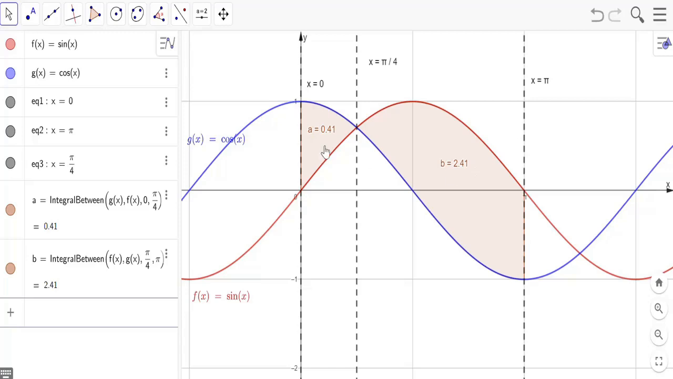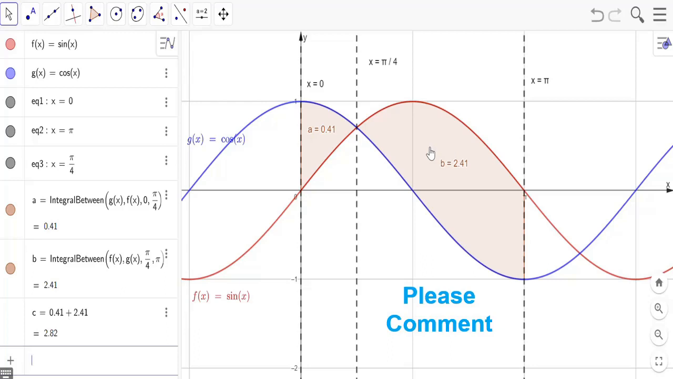The total area will be the addition of the values a plus b, so I'll also compute that here, which is 0.41 plus 2.41. The value that is returned is 2.82. So the area of this complete region will be 2.82 square units, and that is all for this video.